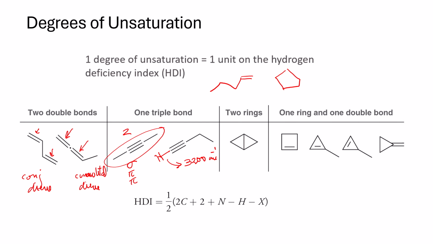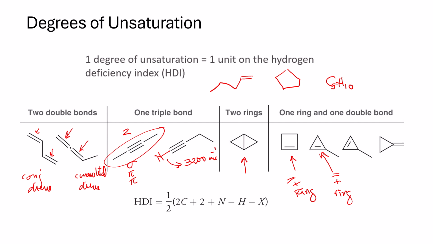So this is 1-pentene and this is cyclopentane. Both of them share the same molecular formula, C5H10, so 1 unsaturation. Now, this is 2 rings, so each of them is 1 unsaturation, which is 2 unsaturation overall. This combination here is 1 double bond and 1 ring, so it is 2 unsaturation. Here, same: 1 double bond and 1 ring, so 2 unsaturation. Double bond, 1 ring, same in all this case.